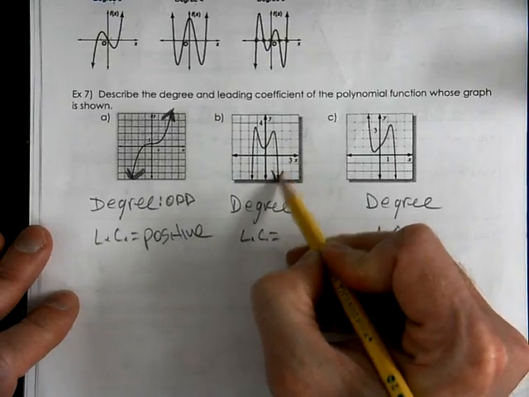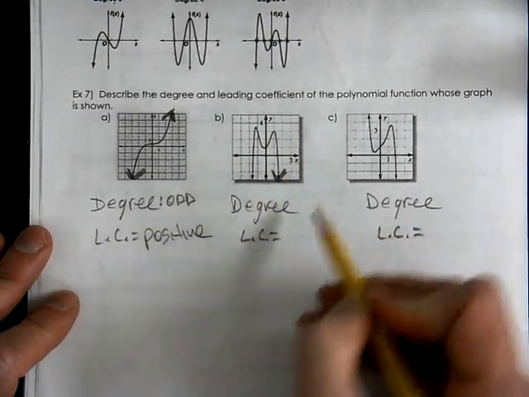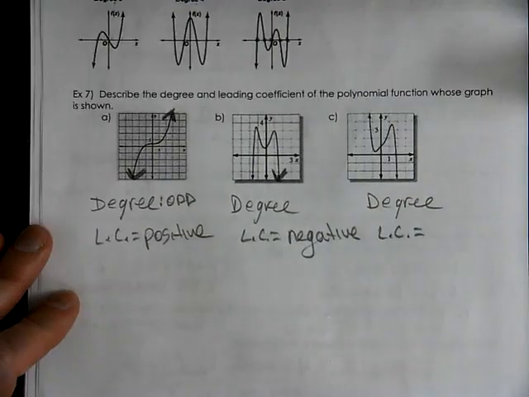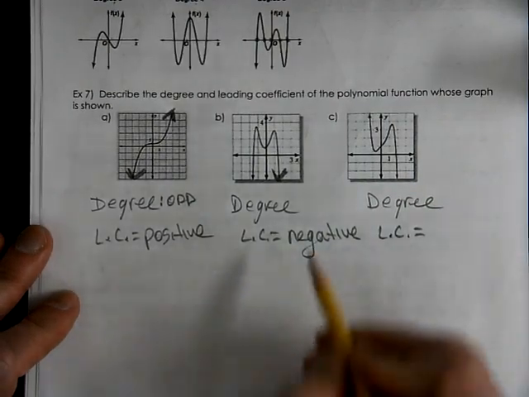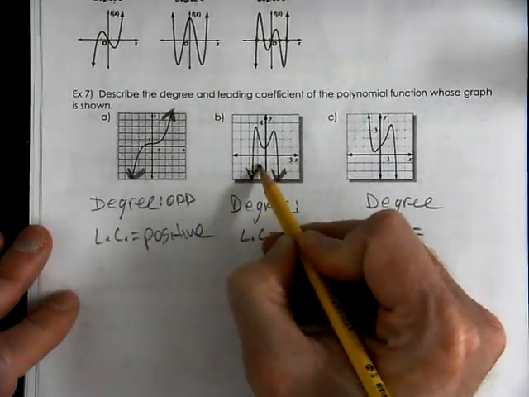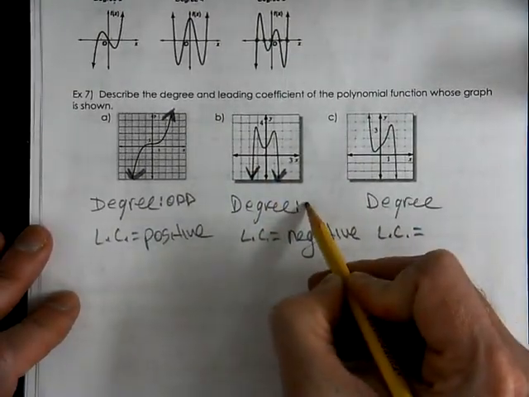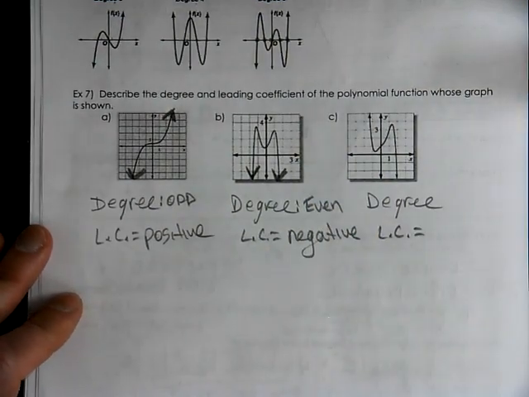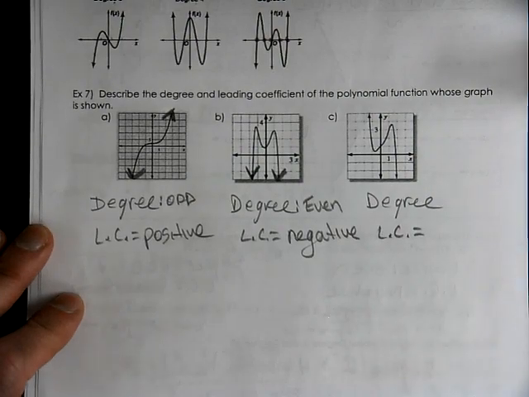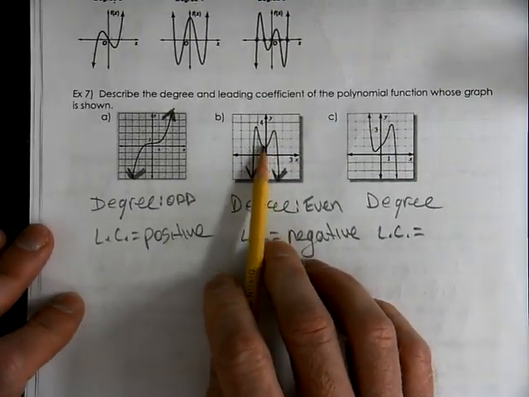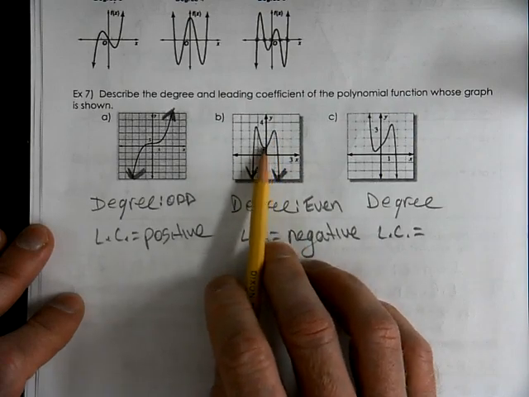This one to the right is going down, so you know that it's negative. The degree, because they both go down, you know the degree has to be even. Just like a parabola. They go in the same direction, and a parabola is even. This probably isn't a parabola. It's probably a 4th degree.